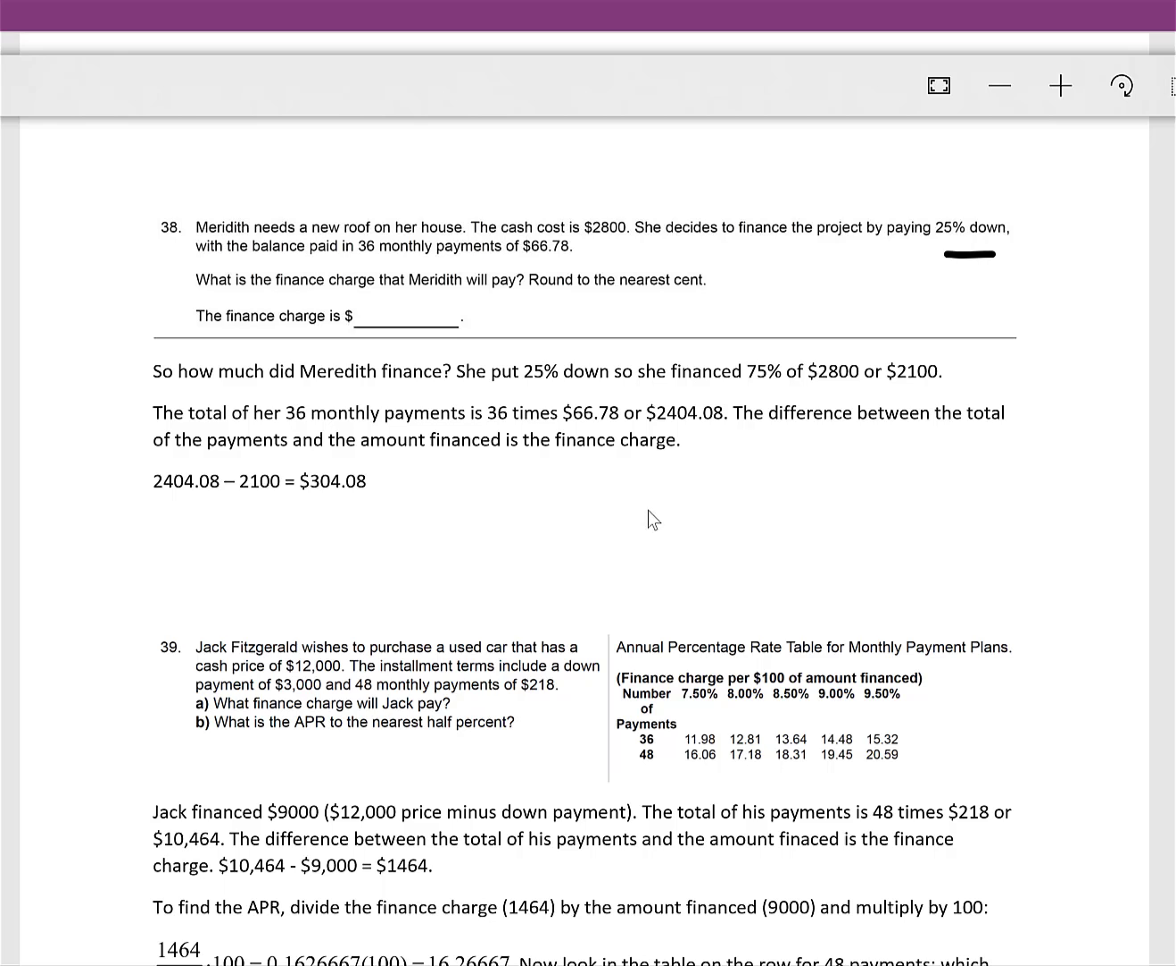Okay, so how much did she actually finance? She didn't finance the whole amount because she put 25% down. So she actually financed $2,100. Then if I take her 36 payments and multiply that out times the amount of each payment, the total she paid was here, $2,404.08. And if I take the difference between that and the amount financed, I get the finance charge of $304.08.